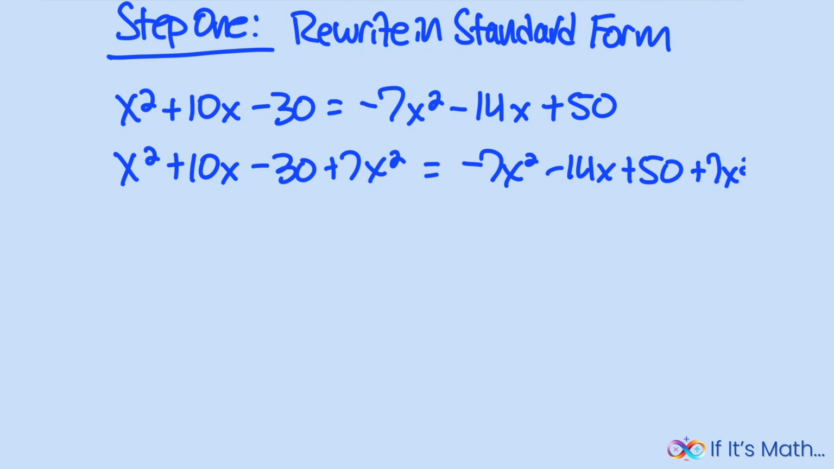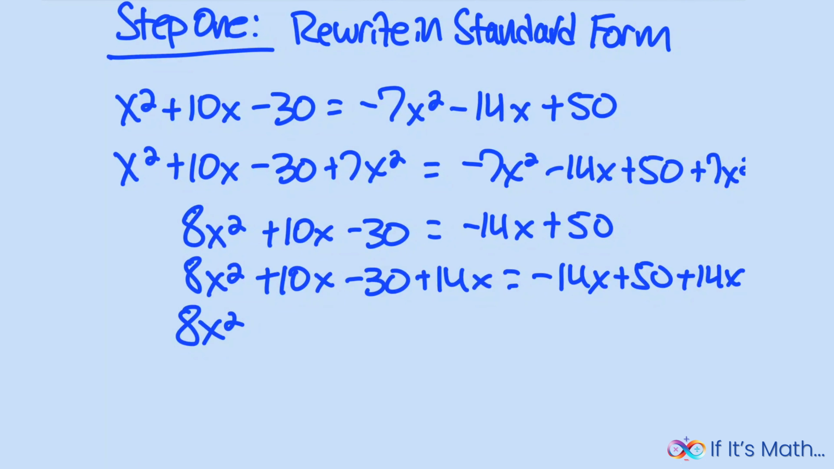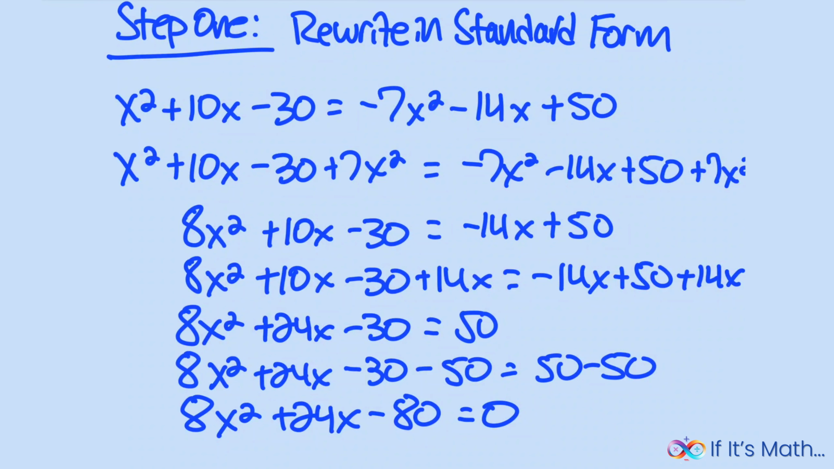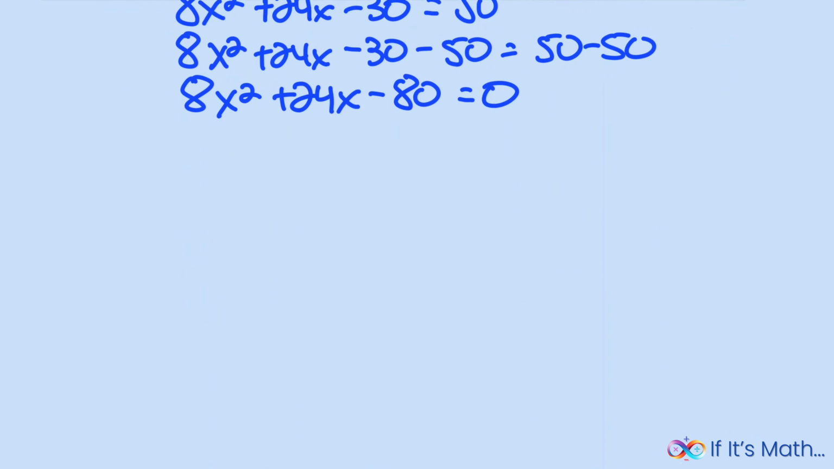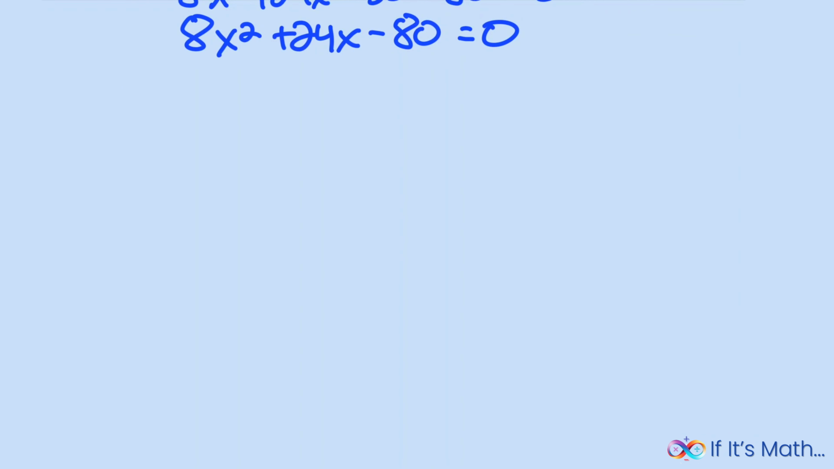So we will add 14x to both sides. Then that'll reduce down to 8x squared plus 24x minus 30 equals 50. So we'll subtract 50 off of both sides in order to get into standard form. So now we've got 8x squared plus 24x minus 80 equals 0. So remember, the whole point of standard form is that you need to get that a, b, and c for the quadratic formula. So our a is equal to 8, our b is 24, and our c is negative 80.